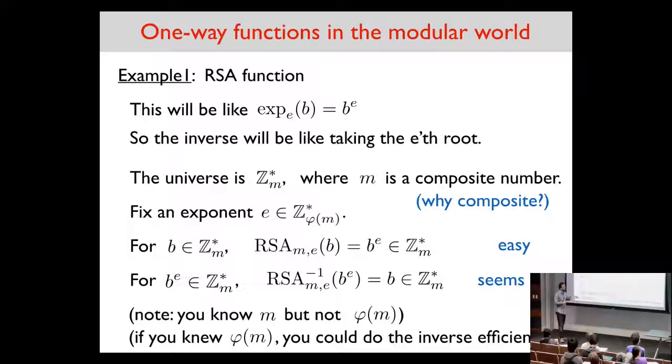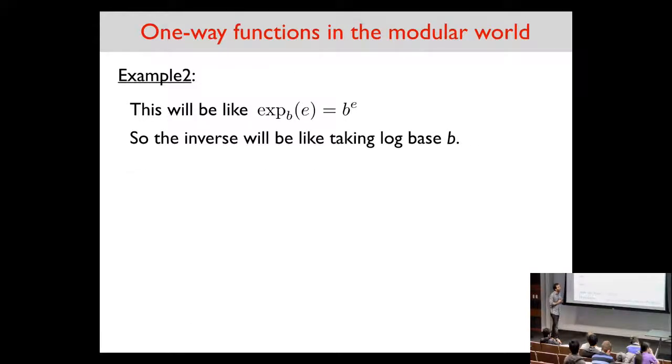I will discuss this a little bit later on, but just take this as a fact for now. And this is why, if you ask why composite, well, if m was a prime number p, then I know phi of p is p minus 1. And then I can do the inverse efficiently. So this no longer becomes a one-way function. So we need m to be a composite number.